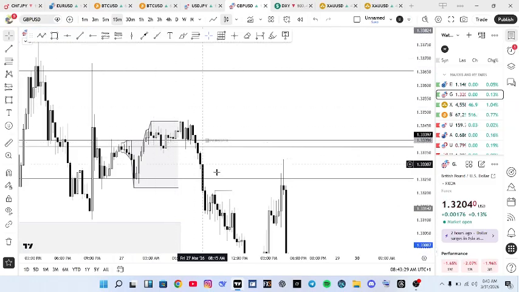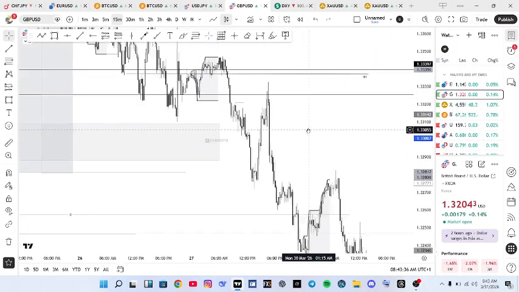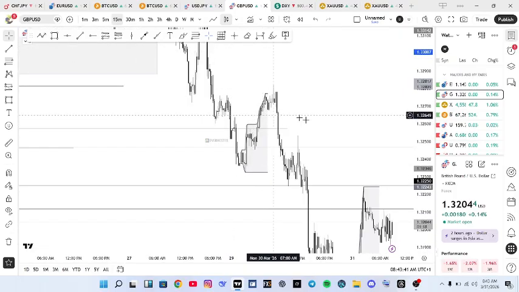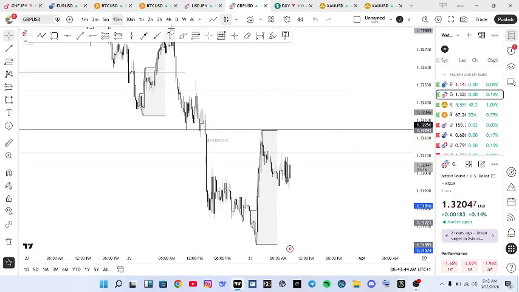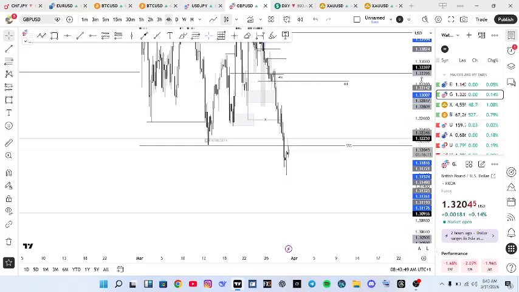And I guess this is Monday. Okay, this sell here was Friday. This was Friday, and Monday. This is today, Tuesday. And let's go to our higher time frame so we can analyze GBP USD.